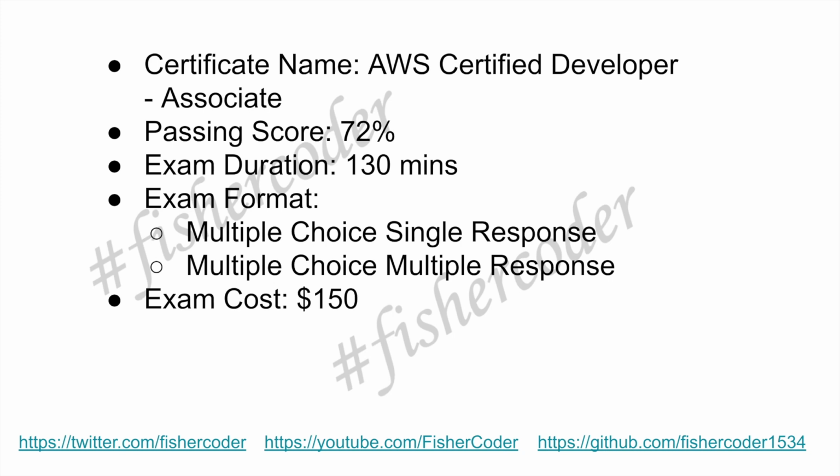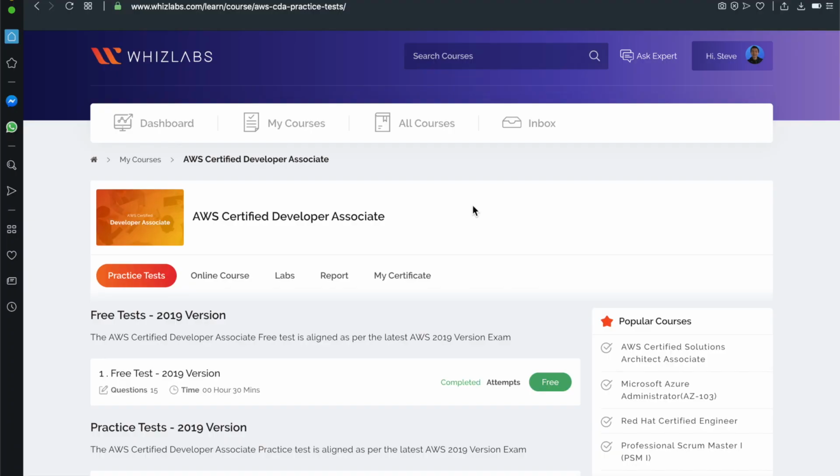Exam cost is $150. You can schedule it online either with Pearson VUE or PSI. Expiration is valid for 3 years. It's long enough, so every 3 years you want to refresh your knowledge with AWS. And then I want to talk about how I prepared for this AWS Certified Developer Associate exam.